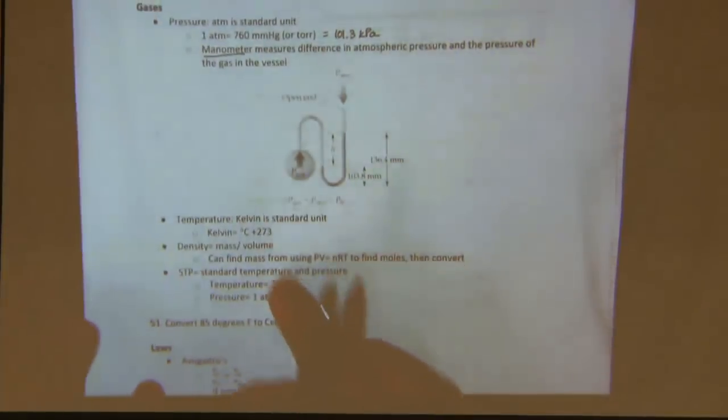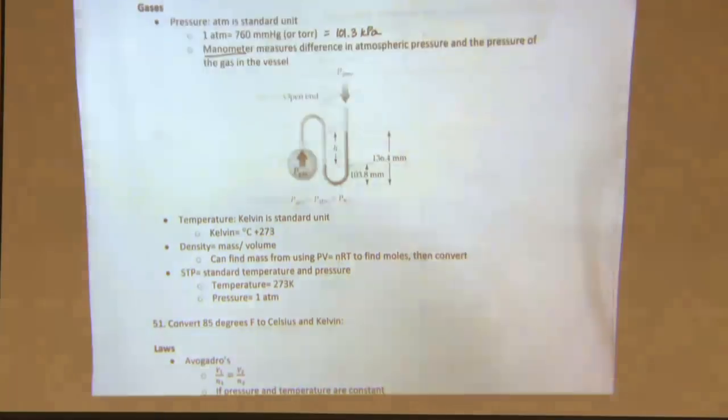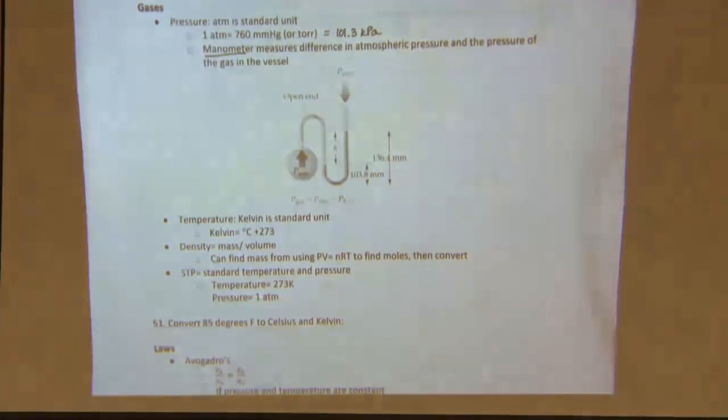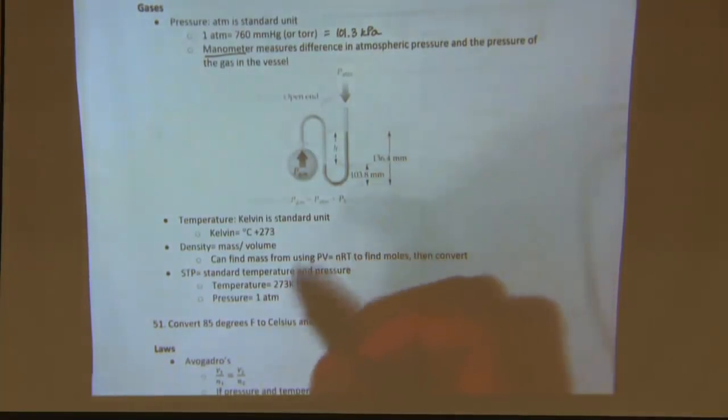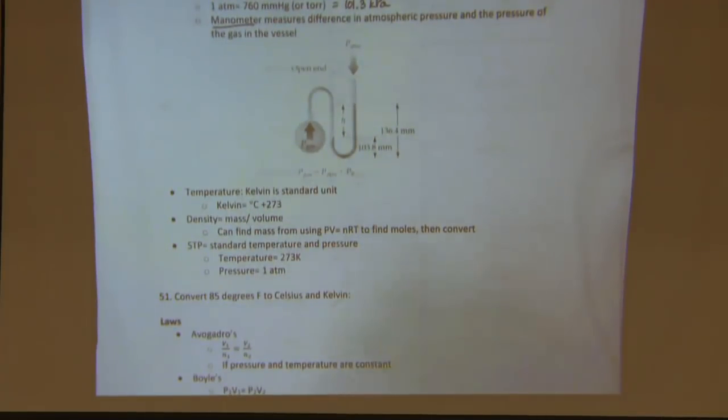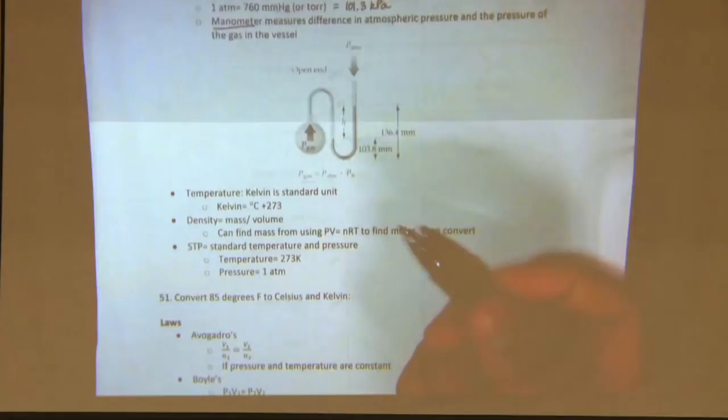Another thing is we have temperature, density, and standard temperature and pressure. Can anybody tell me what STP is? The values for it. Awesome. Exactly right. We have 1 atm for pressure, and for temperature it is 0 degrees Celsius, and when we convert that to Kelvin, we just add 273.